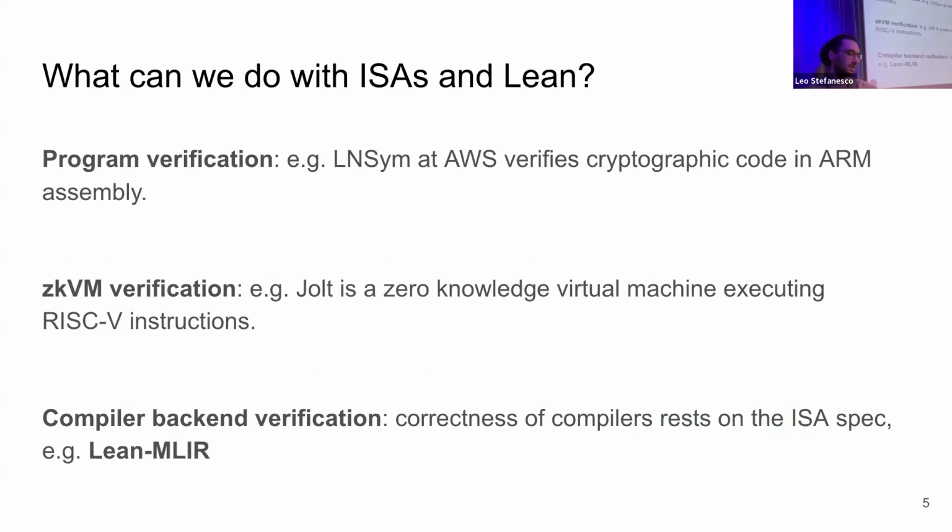Okay, so why am I talking about this in the Lean workshop? Here we can give three examples of Lean projects that could use a formal ISA. The first one is called LNSim, which is developed at Amazon. They have small cryptographic programs written directly in ARM assembly, and a handwritten semantics for ARM. Then they prove that the little programs compute the right cryptographic functions. If we could link this to the actual official ISA, it could give stronger confidence that it's actually correct code.